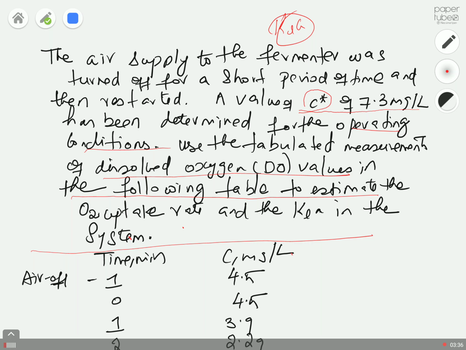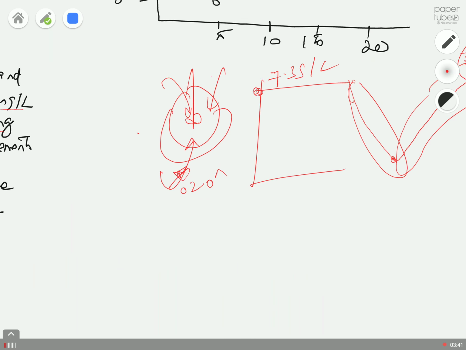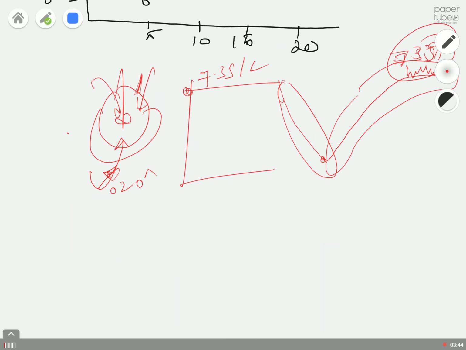So you have time in minutes, and concentration in milligrams per liter. How do we measure this concentration? We put a probe here, some conductivity meter, that can be correlated with your O2 oxygen concentration. So we can monitor your oxygen concentration, everything online. That's the whole idea. That's how we do the experiment in the lab.